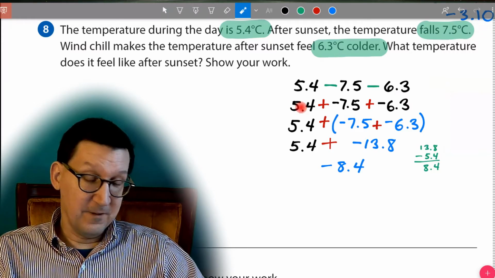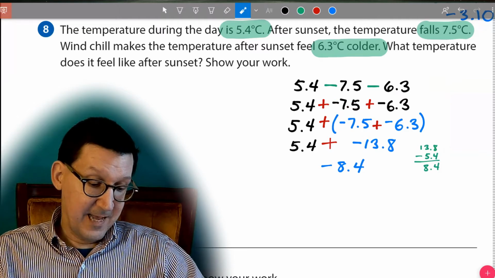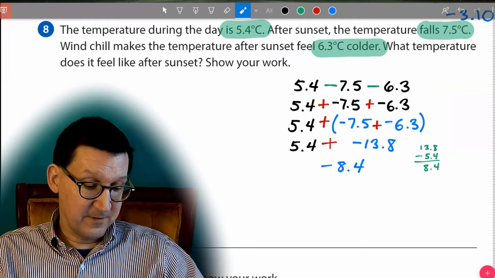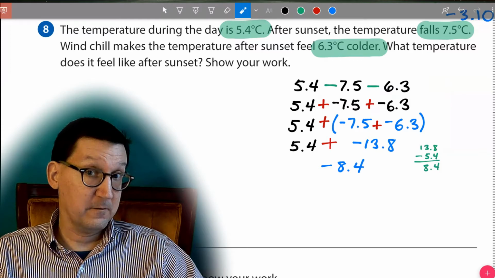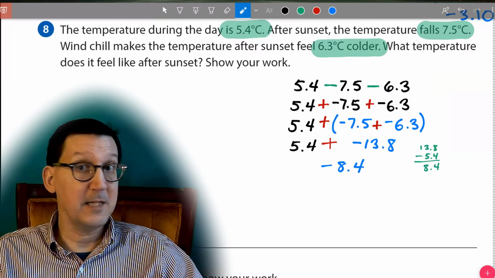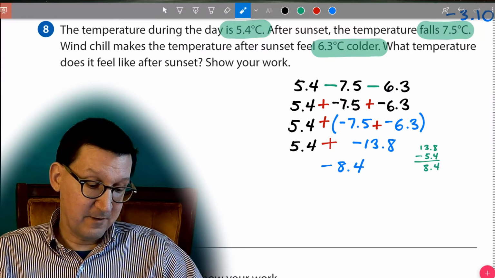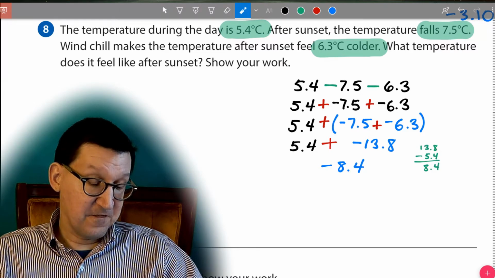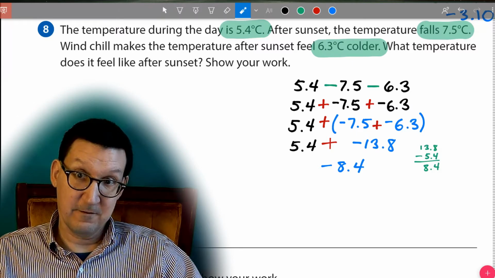So we got 5.4, that's the same. We add a negative 7.5, and then we add a negative 6.3. So we have a positive and two negatives together. I'm going to go ahead and add those two negatives together first, even though they're at the end. I can add them in any order I want to. So we take 7.5 and 6.3, add those two things together. You're left with a negative 13.8, because you're adding the two, right? You're adding 7.5 and 6.3.